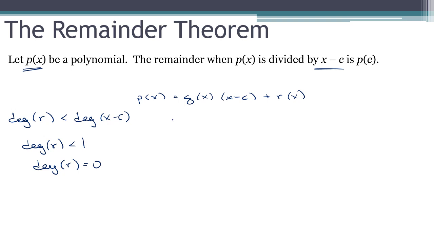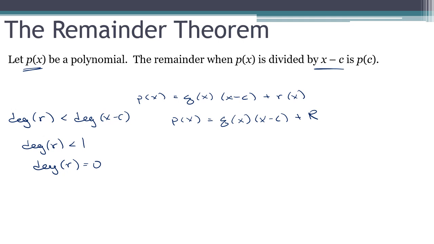That means that p of x equals q of x times x minus c plus, and I'm going to use a capital R here to really help distinguish that from the polynomial r. Now remember, keep this firmly in your head. I want to know what r is. That's my goal here.